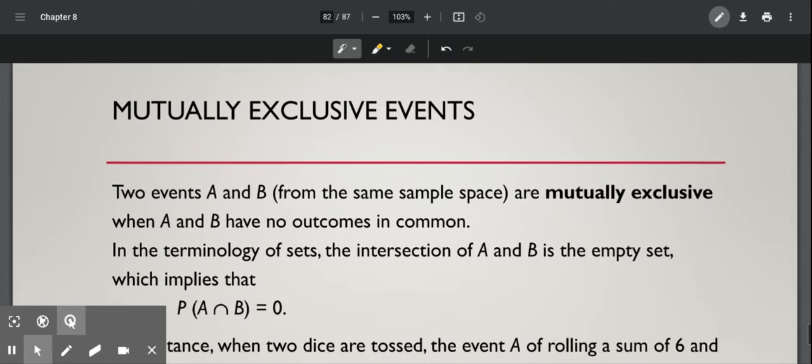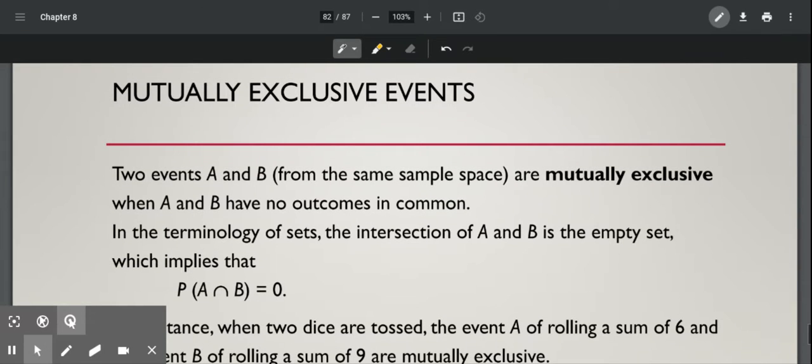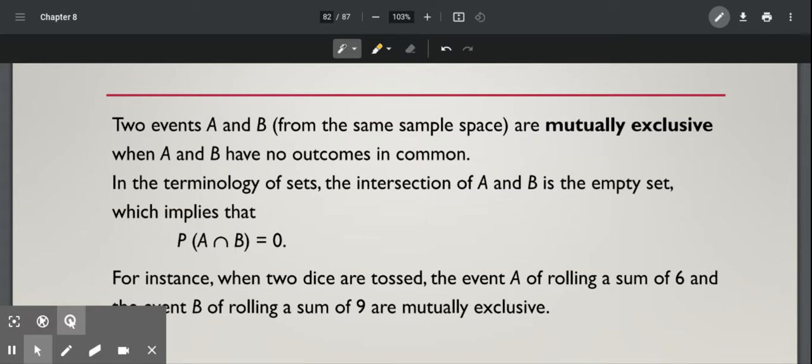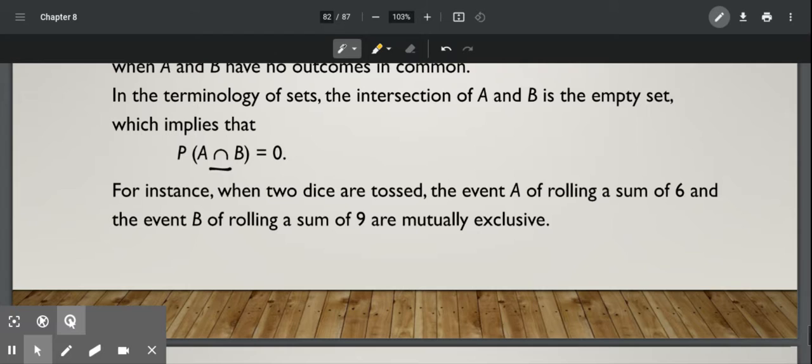So when we talk about mutually exclusive events, two different events, A and B, from the sample space are mutually exclusive when A and B have no outcomes in common. So in the terminology of sets, we would say that the intersection, that upside down U means intersection, has a probability of 0. So for instance, if 2 dice are tossed, the event A of rolling a sum of 6 and the event B of rolling a sum of 9 are mutually exclusive.